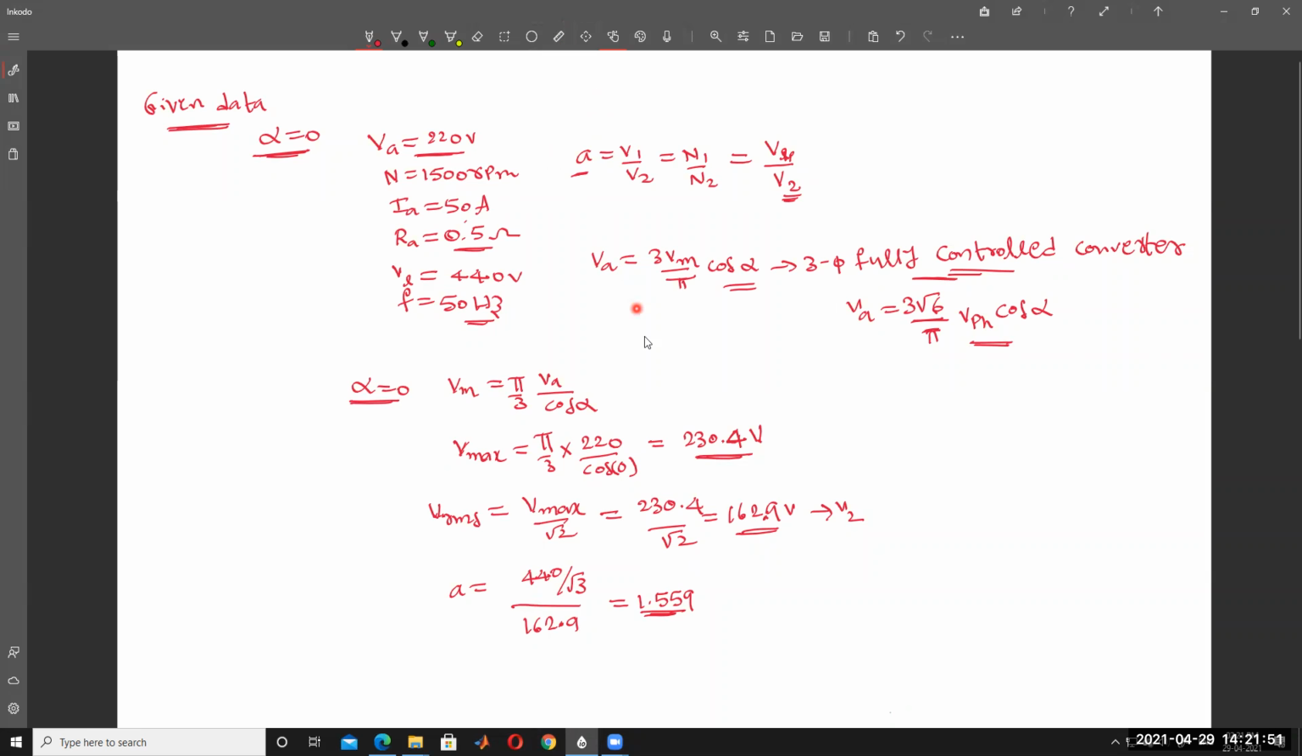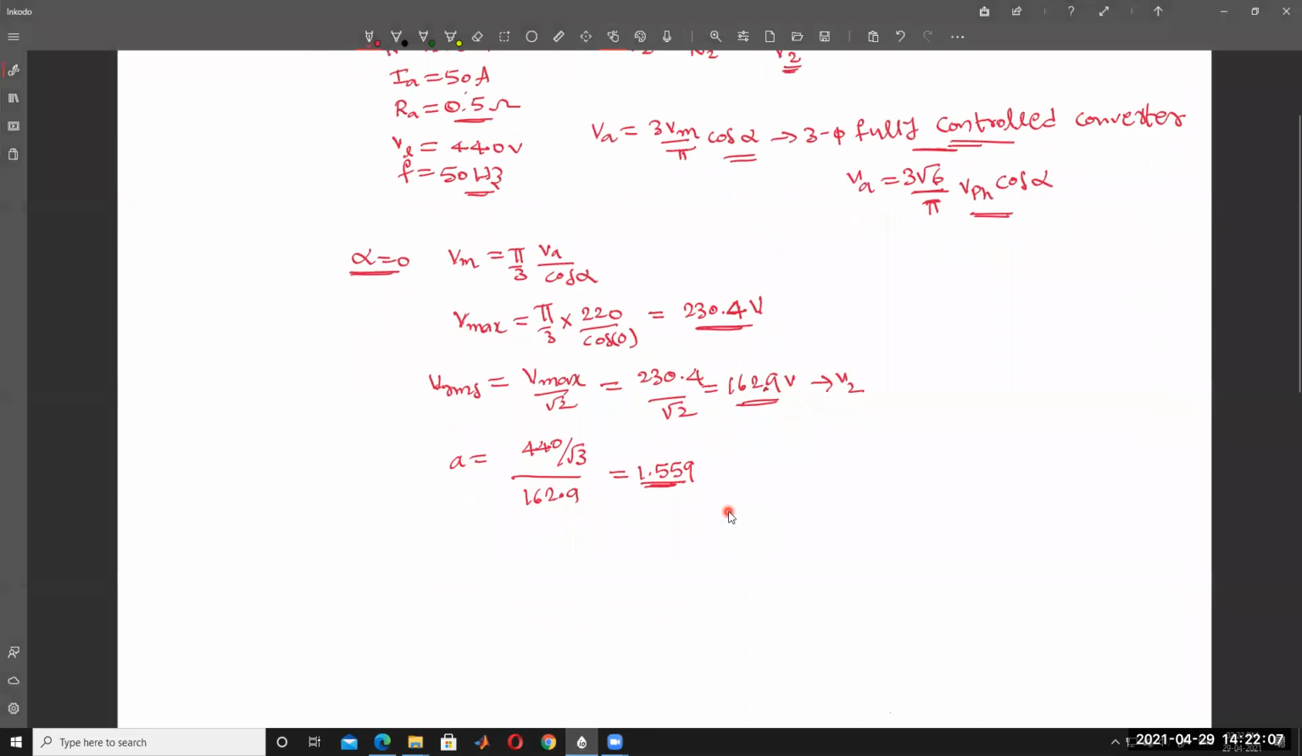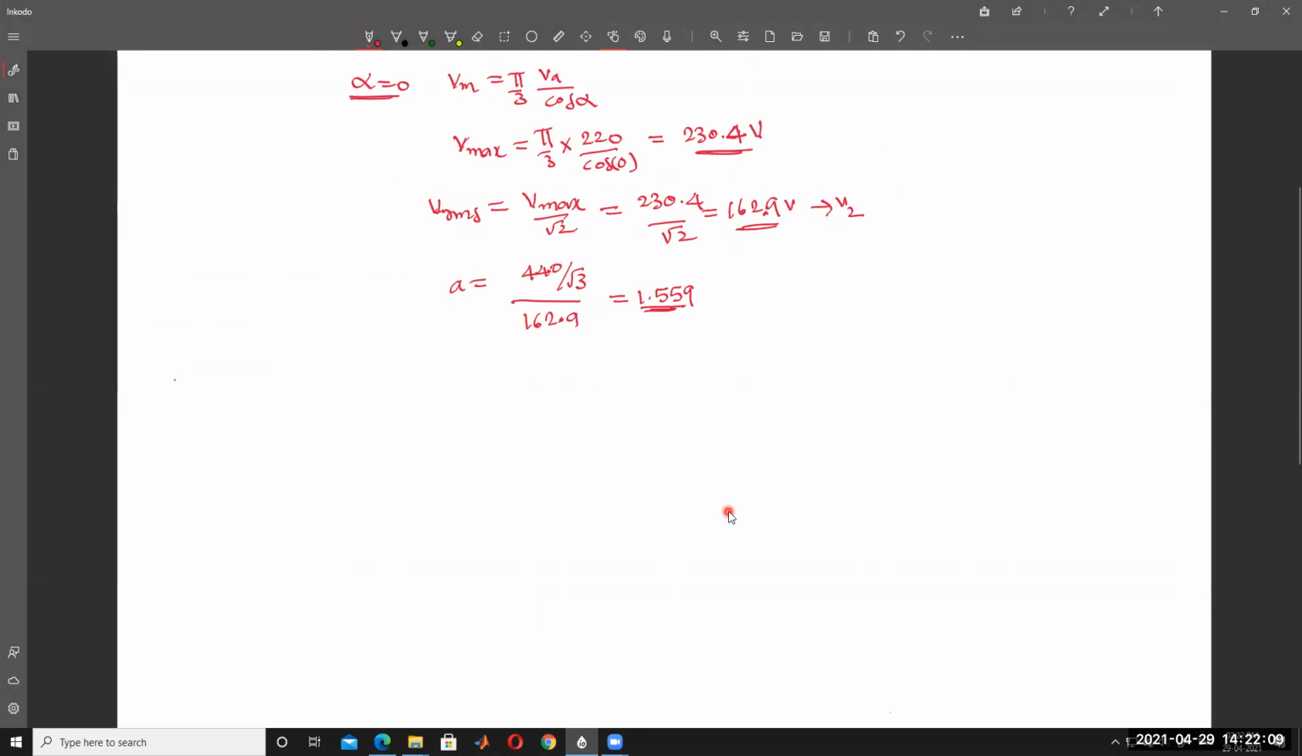So then this is the question. Calculate the transformer turns ratio, and determine the value of firing angle when the motor runs at 1200 rpm and rated torque. Okay, so that is part A, question A, solution here.